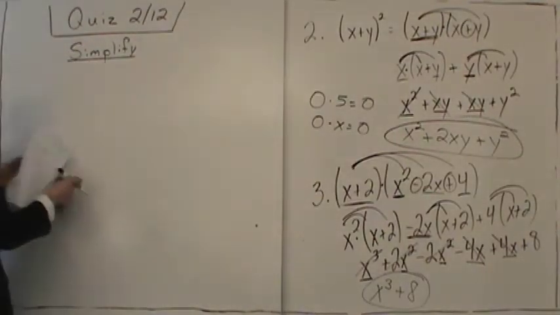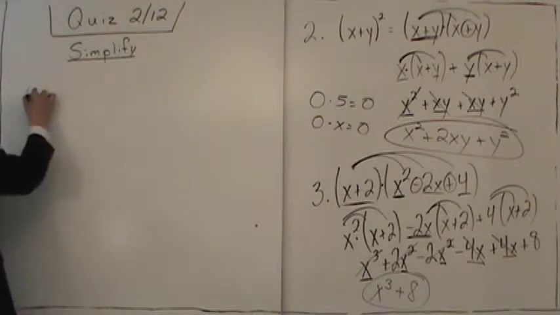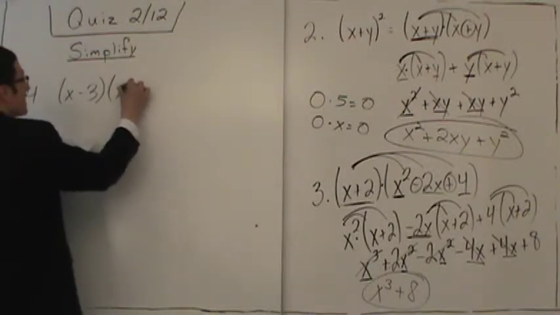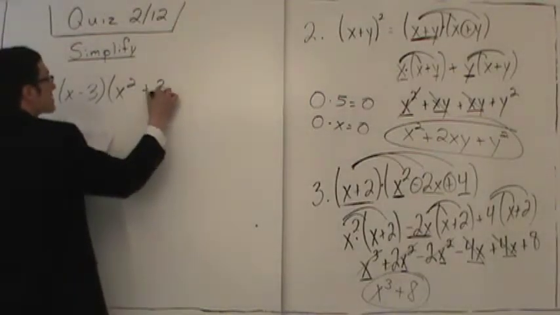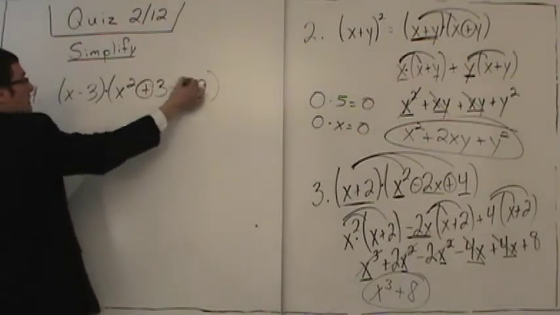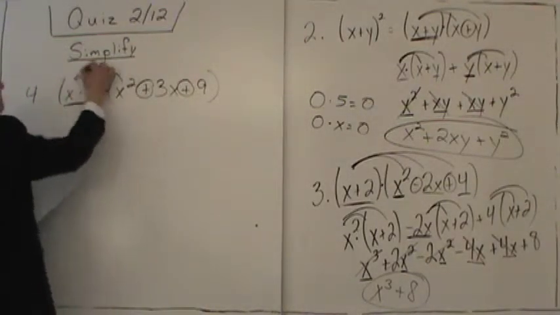We had what? Very similar to number 3. Number 4 is quantity x minus 3 multiplied by quantity x squared plus 3x plus 9. And again, multiplication meets addition. What property applies? We have distributive property. So we're going to distribute.